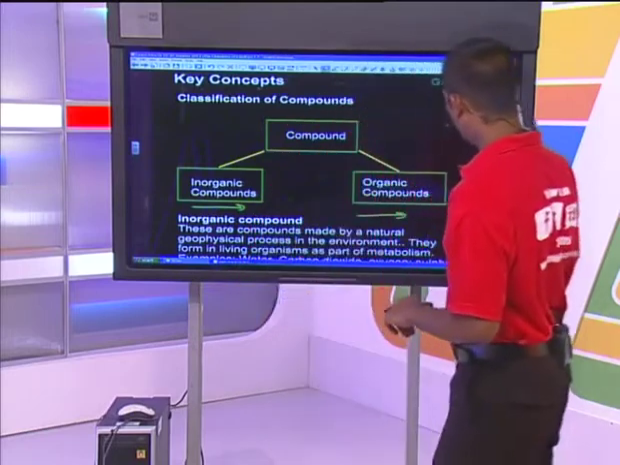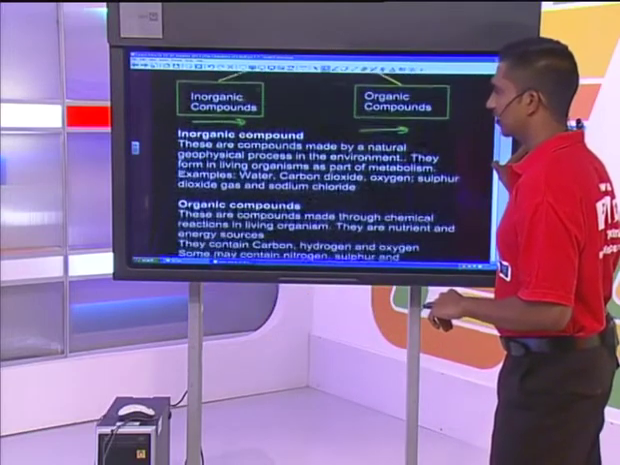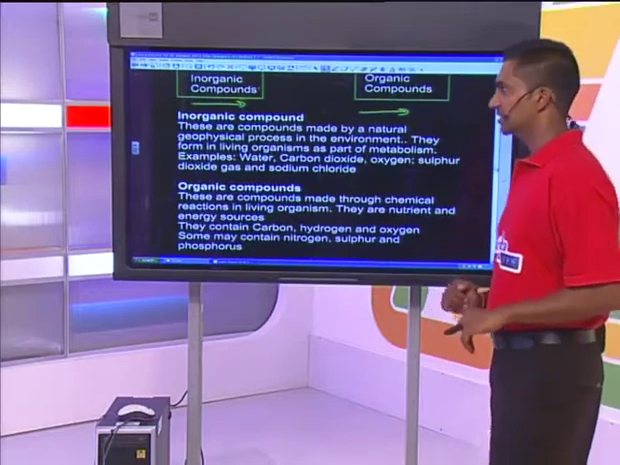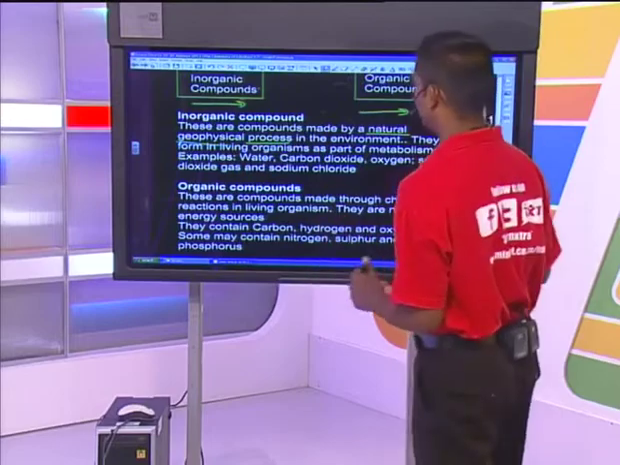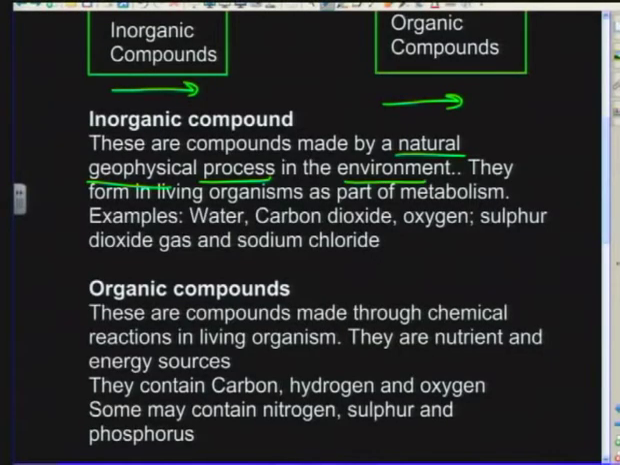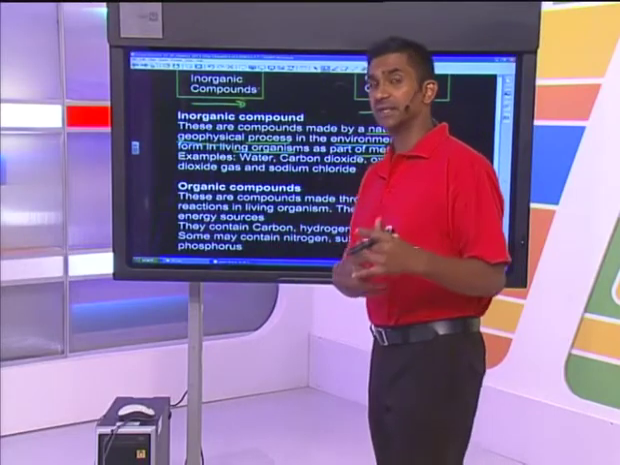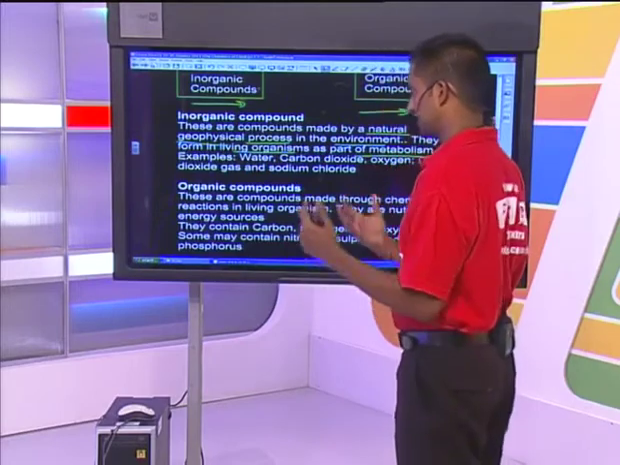Let's look at how we unpack the difference between inorganic compounds and organic compounds. Essentially, inorganic compounds are compounds made by a natural geophysical process. So they're naturally made in the environment. They're not produced through a biological process. They can also form in living organisms as part of metabolism. So they could be formed in a living organism as part of a metabolic process, and that's accepted.